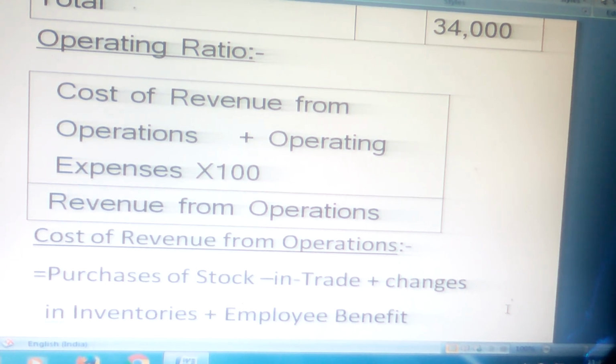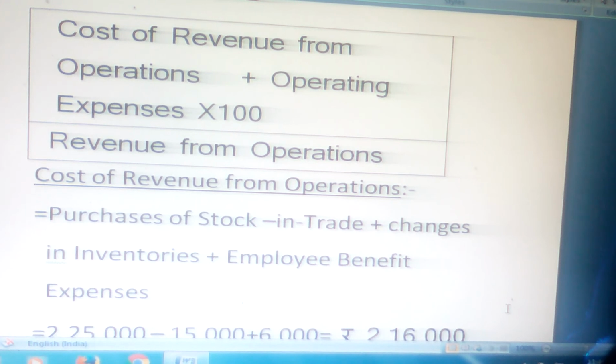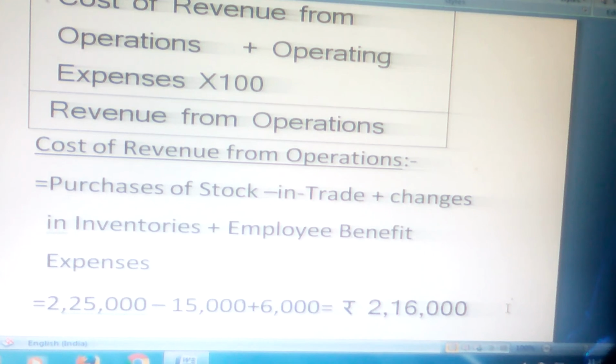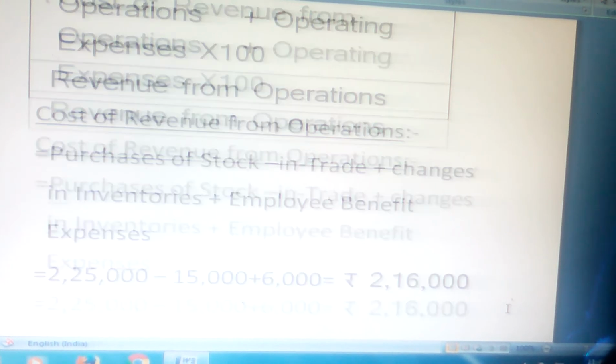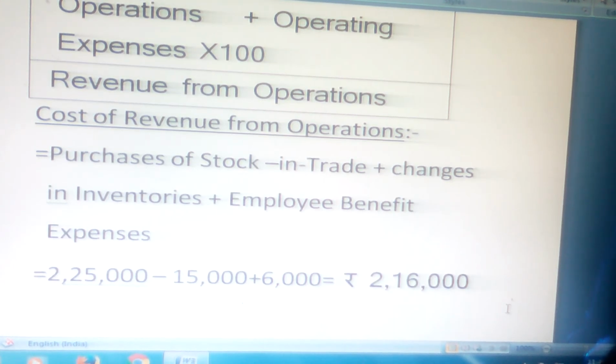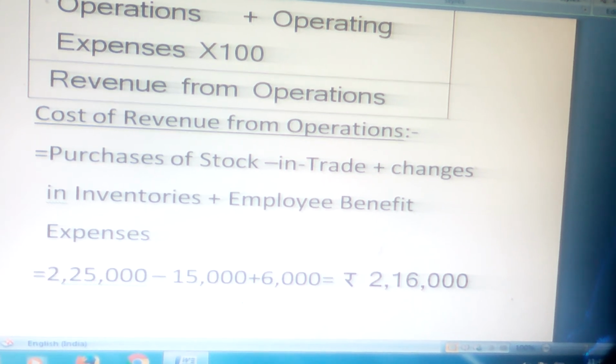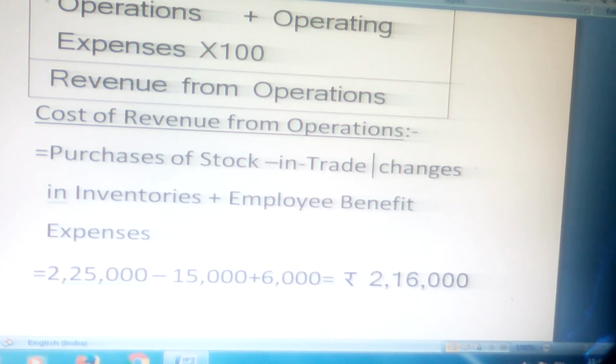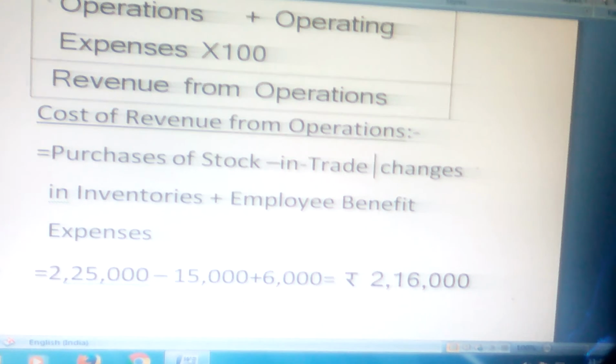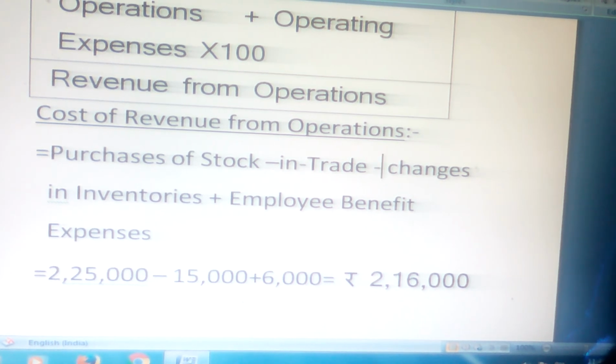Okay, here. So as you know, purchase of stock in trade plus changes in inventories, that's what they given. Then employee benefit expenses. We add all three together. See here, purchase of stock in trade, so we deduct our changes in inventories. So 2,25,000 minus inventories. Here inventories are going to deduct, not plus. So purchase of stock in trade minus changes in inventories plus employee benefit expenses.